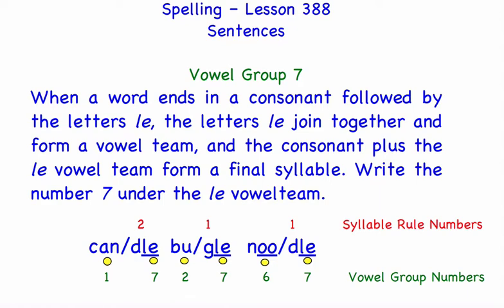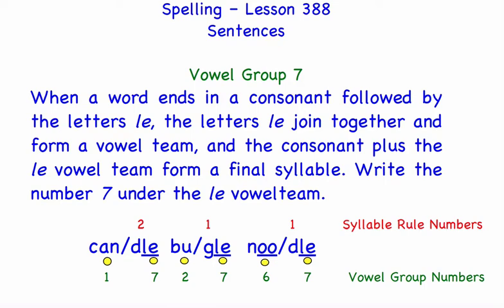We are on lesson 388, which is a spelling lesson where I will dictate sentences to you. And the words that we'll focus upon within these sentences will be words that contain the LE vowel team. When a word ends in a consonant followed by the letters LE, they join together and form a vowel team. And the consonant plus the LE vowel team form a final syllable.